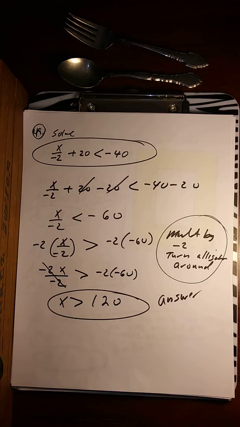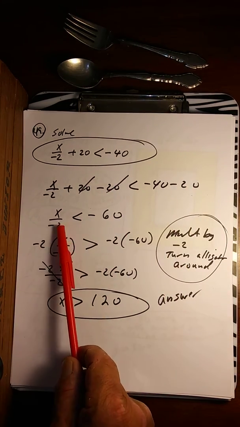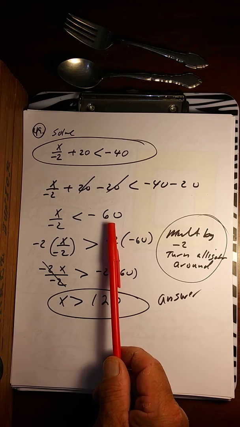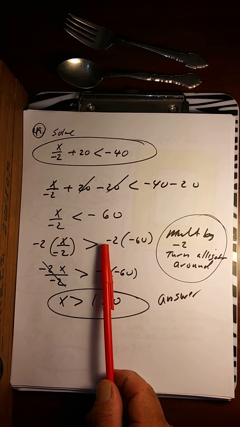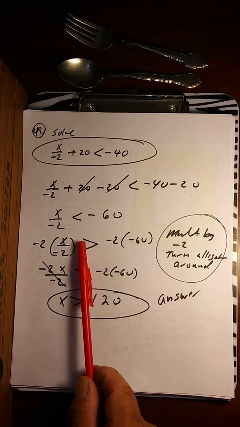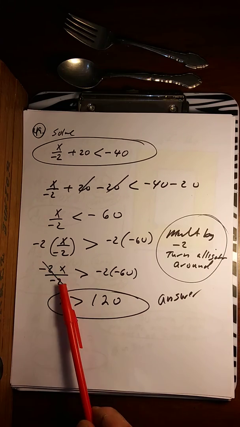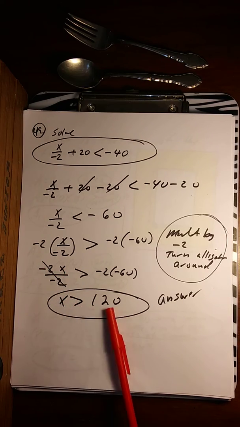Solve this inequality. Minus 20 on both sides, so x over negative 2 is less than negative 60. Now we're going to multiply by -2 on both sides. Multiply by -2, turn the alligator around. This alligator means this. Turn it around. So now these are gone, cancel these out. So x is greater than 120.